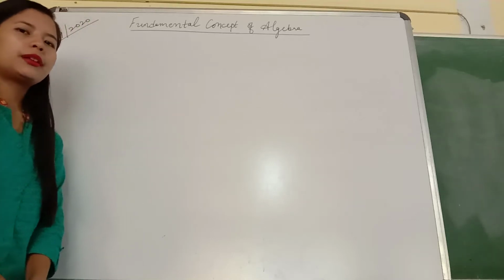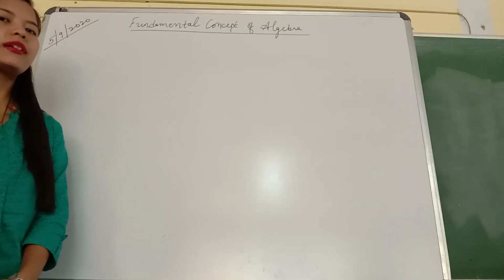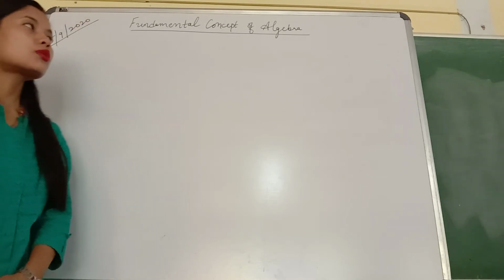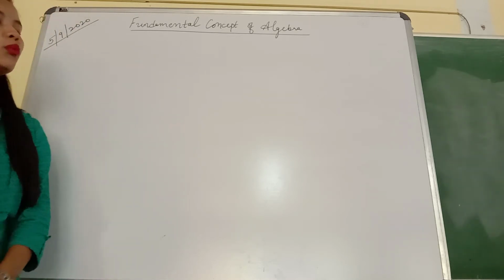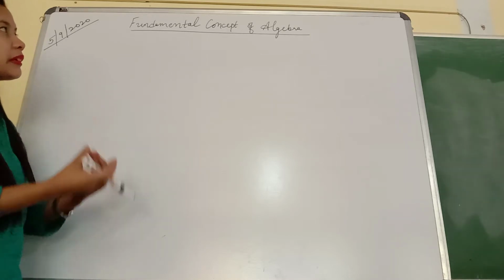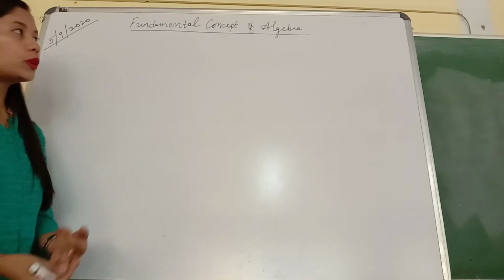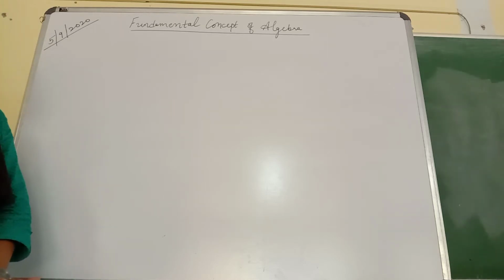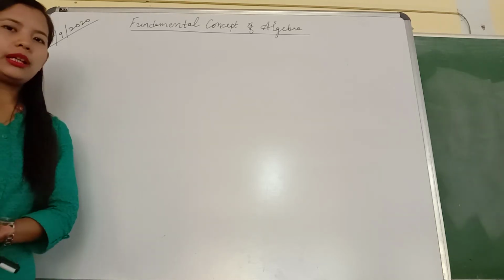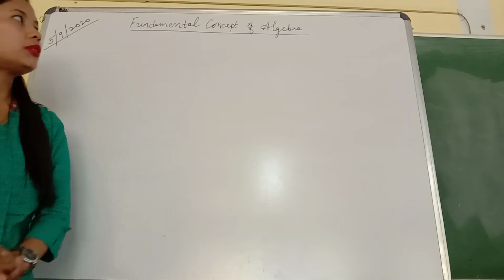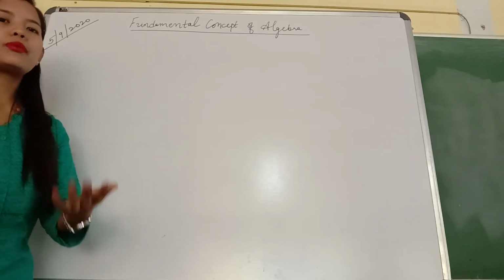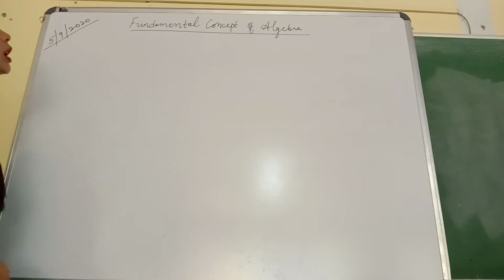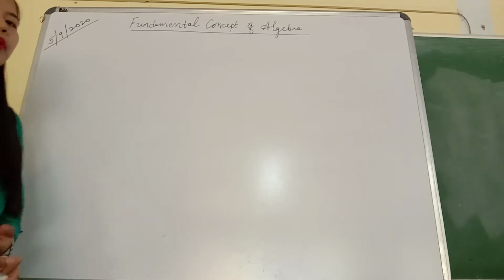Good morning, children. In this video, we'll be doing the last part of our chapter, Fundamental Concept of Algebra. We'll be learning what polynomials are, what the degree of a polynomial is, and what the value of an algebraic expression is. With this, we'll be done with this chapter, and in the next chapter, we'll learn to do various operations on algebra. First, let us understand what a polynomial is.